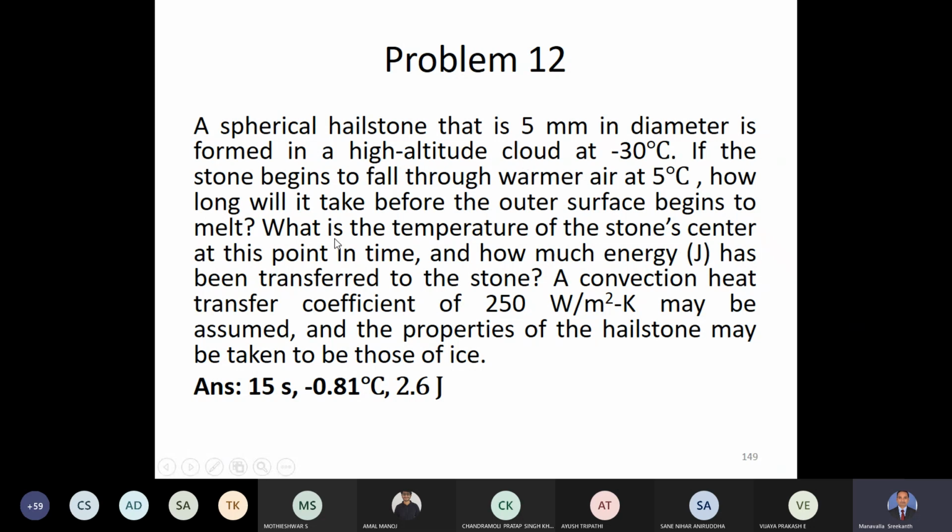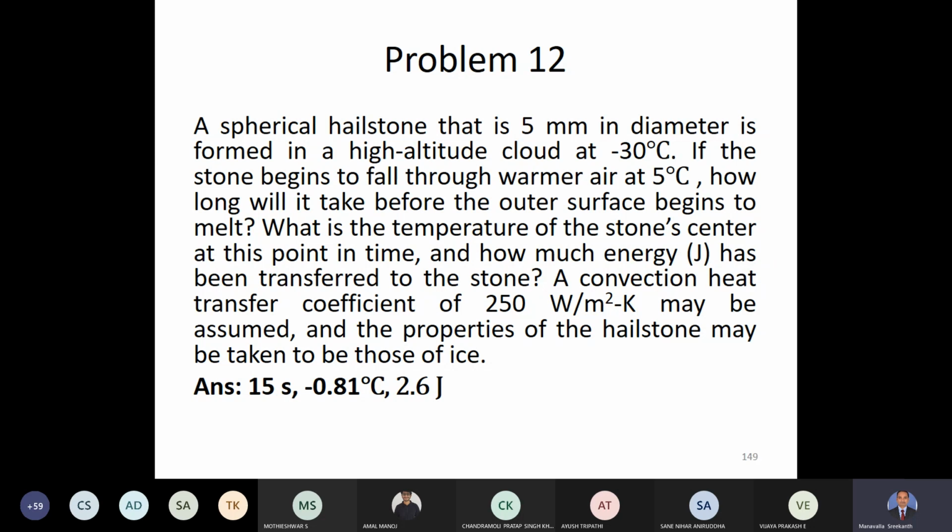See, we're asked how long will it take before the outer surface begins to melt? So we didn't find out the time taken. We actually found out, when the surface melts, what the center temperature is. Now what we have to do is, at this center temperature, find how long it will take. So that means we'll have to use the chart on page 80 to find the Fourier number. Remember, whenever the time is asked, the Fourier number is the one you need to use.